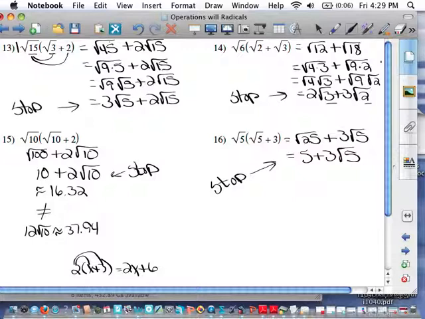This little video was on simply multiplying radicals and using the distributive property. Remember, when you multiply radical or square root expressions together, you multiply the coefficients in front together, you multiply the radicands together, then you see if you can simplify them.